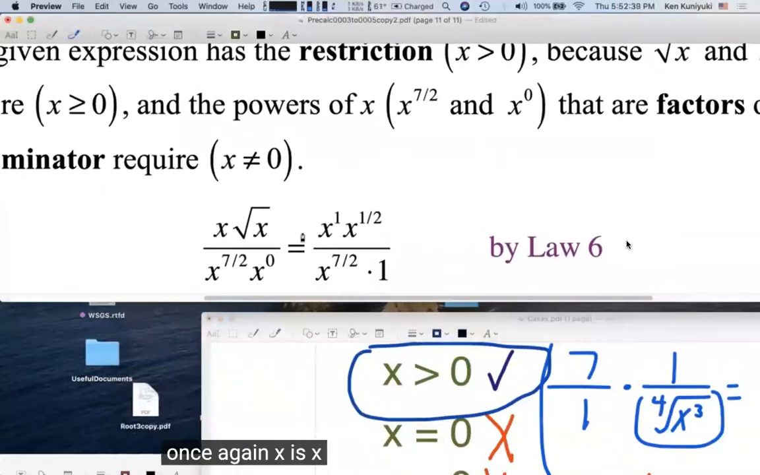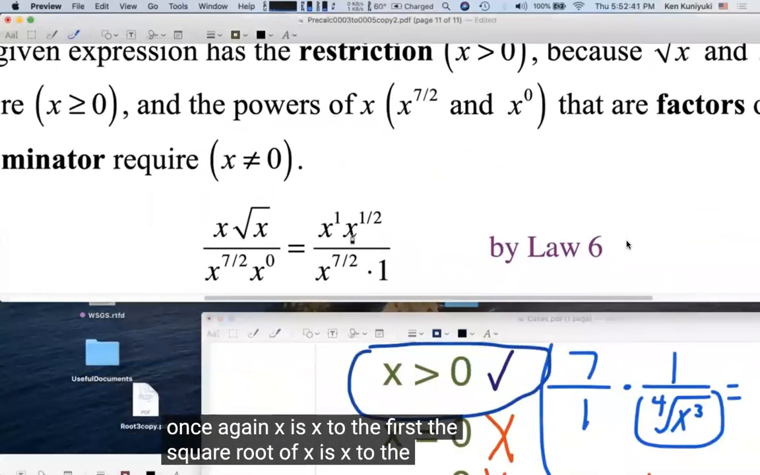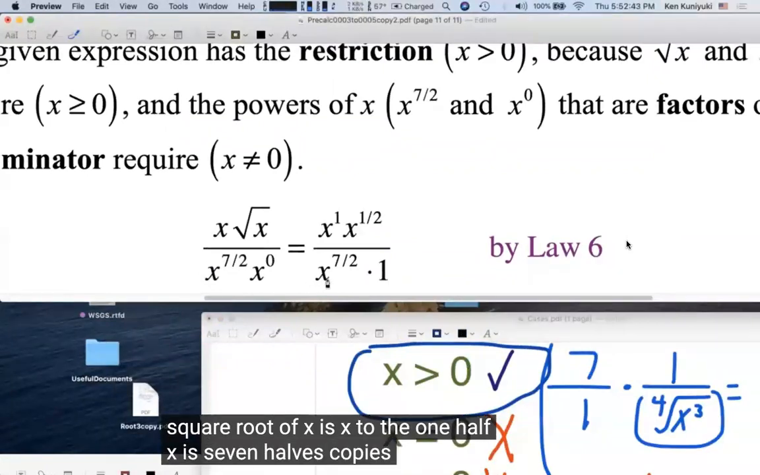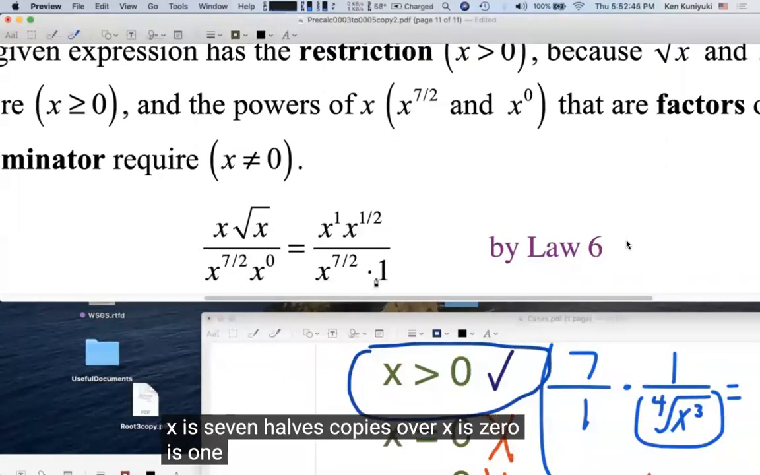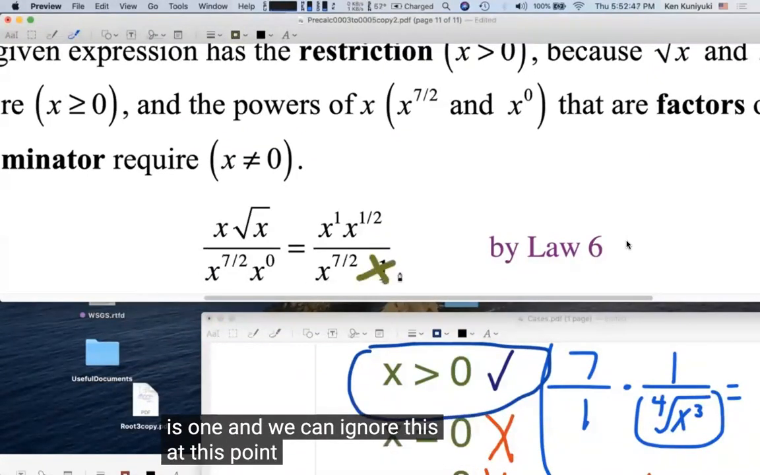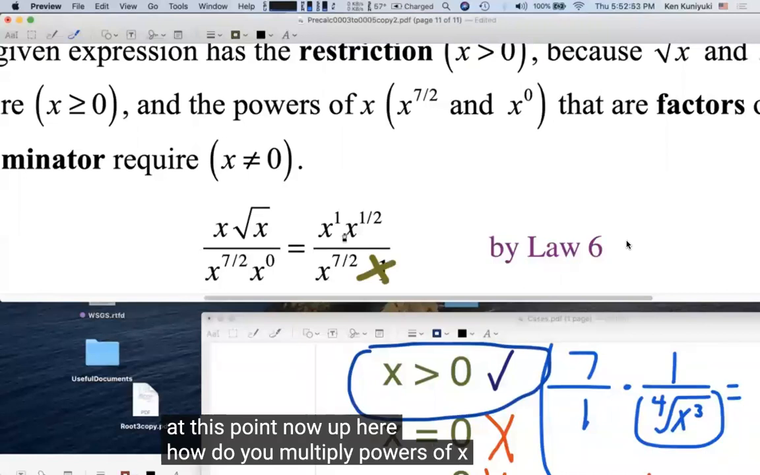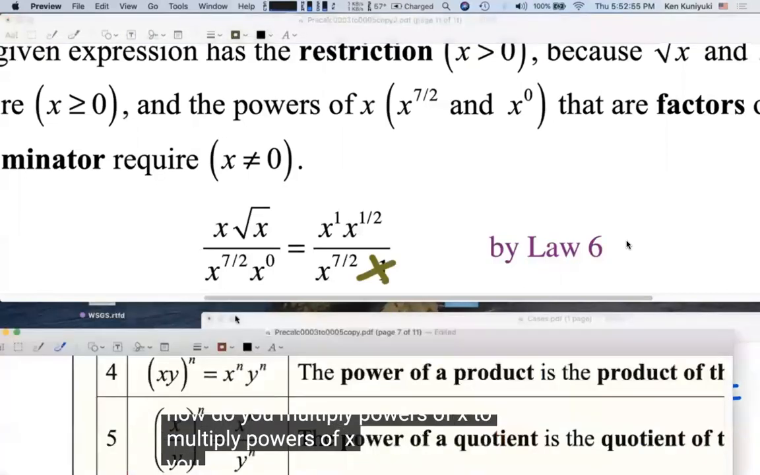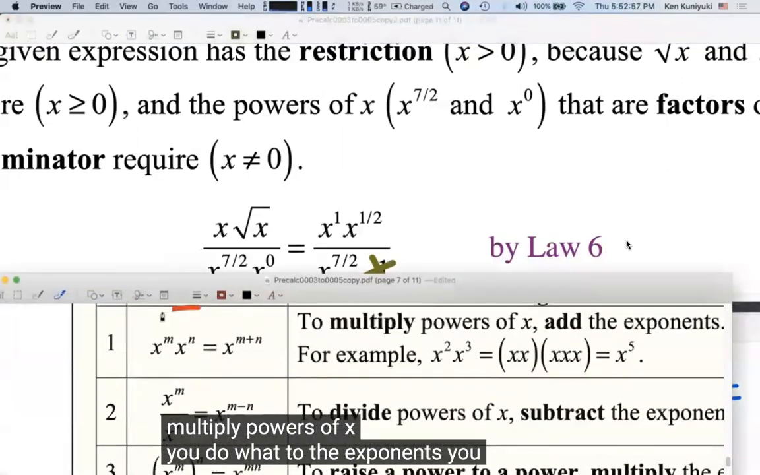Once again, x is x to the first. The square root of x is x to the 1/2. X to the 7 halves copies over. X to the 0 is 1. And we can ignore this at this point. Now, up here, how do you multiply powers of x? To multiply powers of x, you do what to the exponents? You add them.